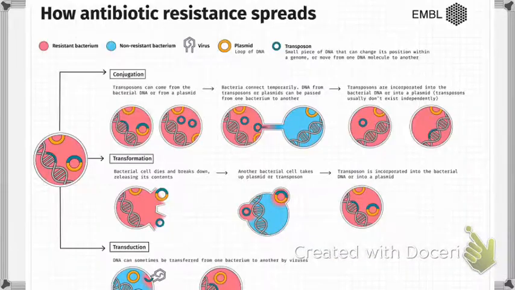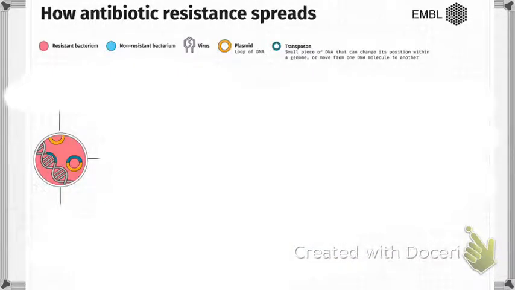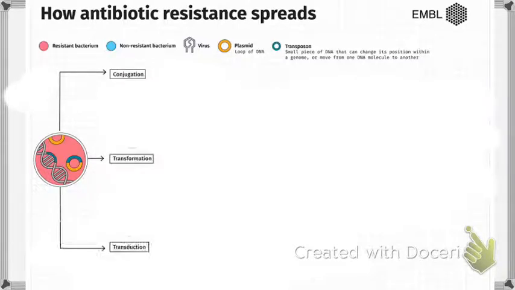And so then I would move on and I would say, so I'm going to teach you about three ways antibiotic resistance spreads between bacteria. The first is conjugation, the next is transformation, and the third is transduction. And I'm going to take you through conjugation first. So conjugation is when transposons come from the bacterial DNA or from the plasmid and get transferred to another bacteria.